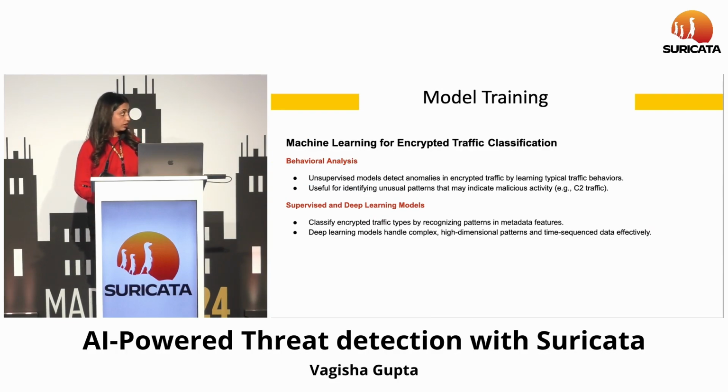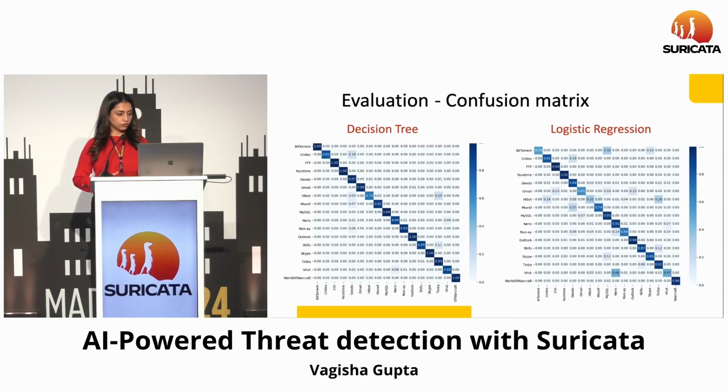Next comes the model training for multi-classification. Machine learning for encrypted traffic classification can be performed either by behavioral analysis, so we can use unsupervised models to detect anomalies for encrypted traffic, or we can use supervised and deep learning models to classify the encrypted traffic. In my case, for the machine learning algorithms, these are the results that came out.